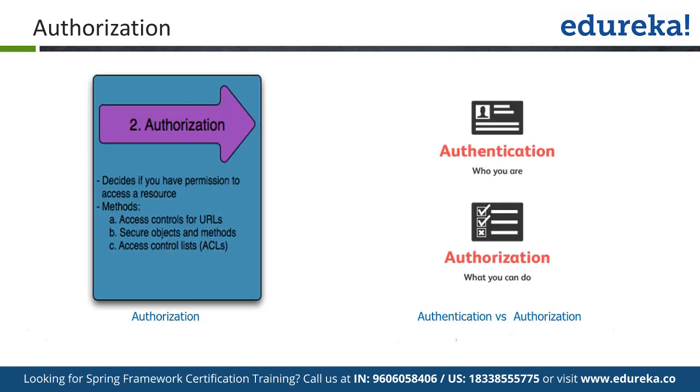Authentication is always who you are. Authorization is all about what you can do once you are logged in. Authorization decides if you have permission to access a resource or not. That can be access controls for URLs, securing objects and methods on the basis of your permissions and roles, and having ACLs, which is an access control list, which is a part of your security context. You can use that access control list to monitor what a user is doing, which page is being opened, or these kinds of things.